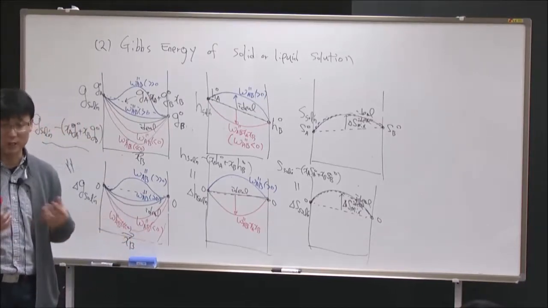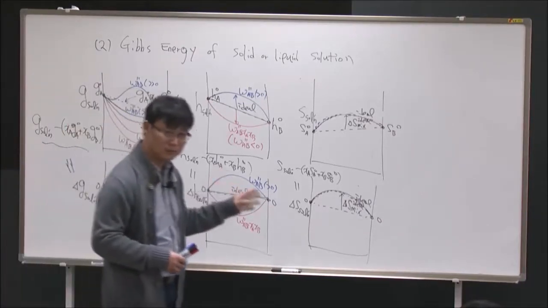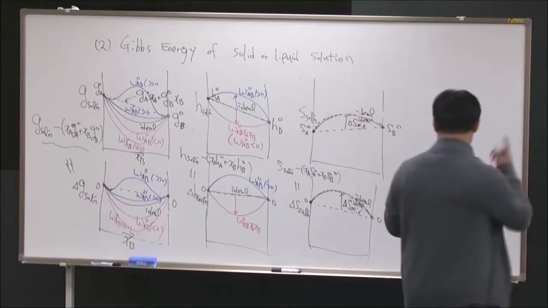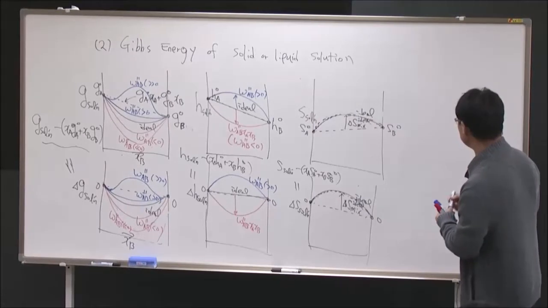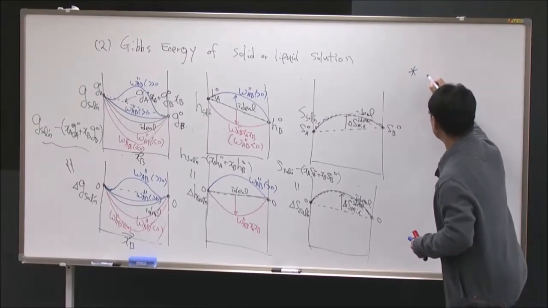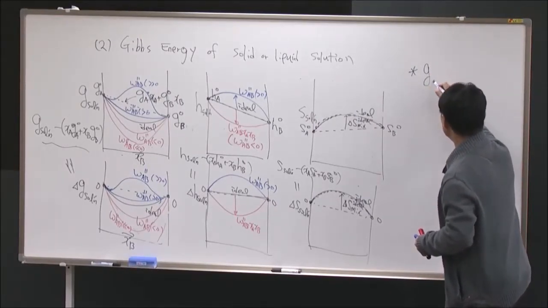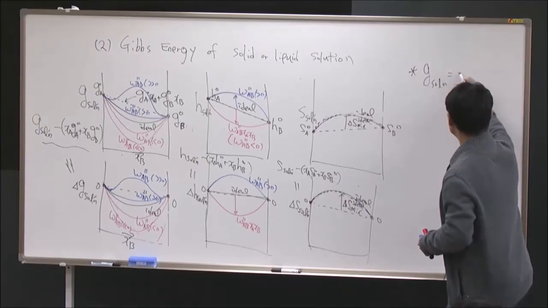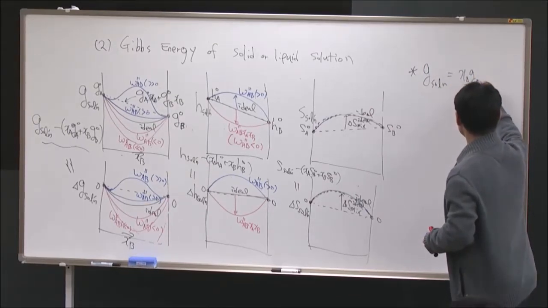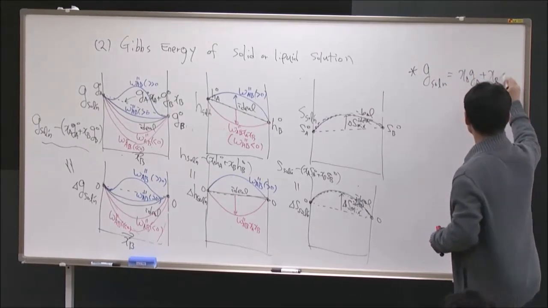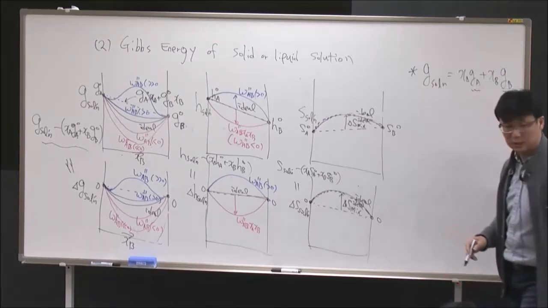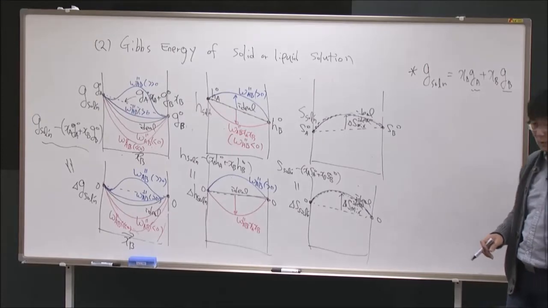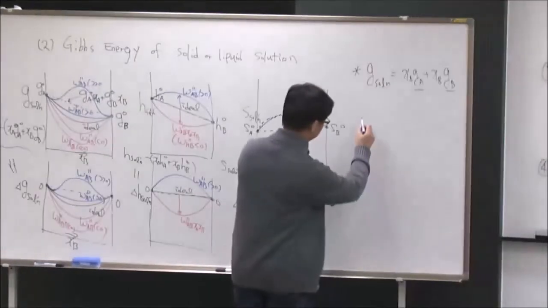So it wants to actually stay together. Okay, is it good? One last thing I want to show you now. We say that the Gibbs energy of solution is XA GA plus XB GB, and we call these the partial Gibbs energies, yeah? Okay?